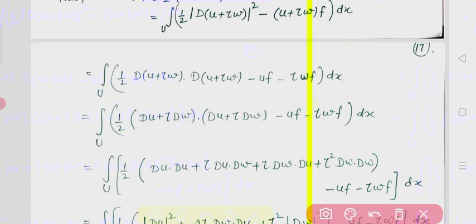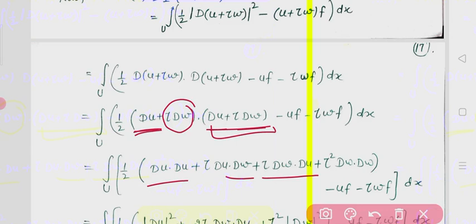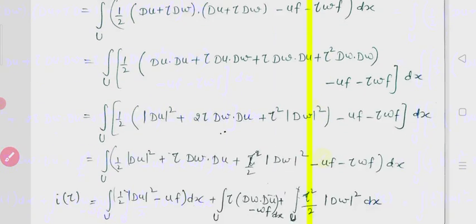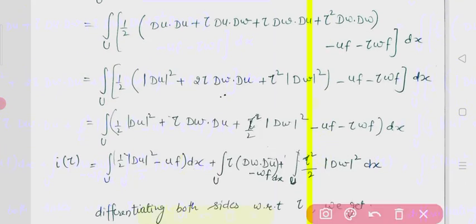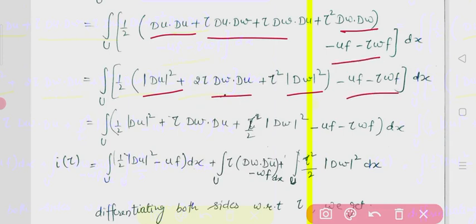Further it can be written as, now you just open it, du dot this one. So when I take that du dot du plus tau scalar, so tau into du dot dw, right. Then this term with this bracket, you will get tau into dw dot du plus tau square into dw dot dw, right, and minus uf minus tau wf is written over here. So when I open again, you will get this one. So this term is mod du square and this term is mod of dw square, and this is 2 times, so it is 2 tau dw dot du, and minus the remaining terms, minus uf minus this, right.